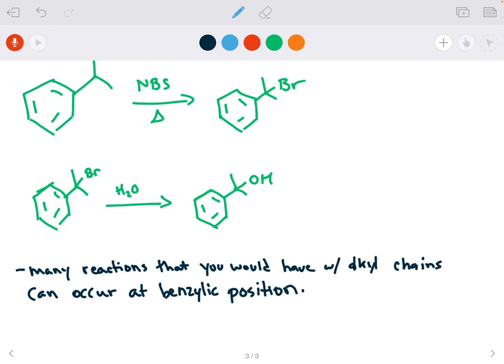If you have alkene groups out here at the benzylic position, right? So if I have something like this compound, I could have reactions that you'd see happen with alkenes over near the benzylic position. So a lot of different reactions can occur at this position.